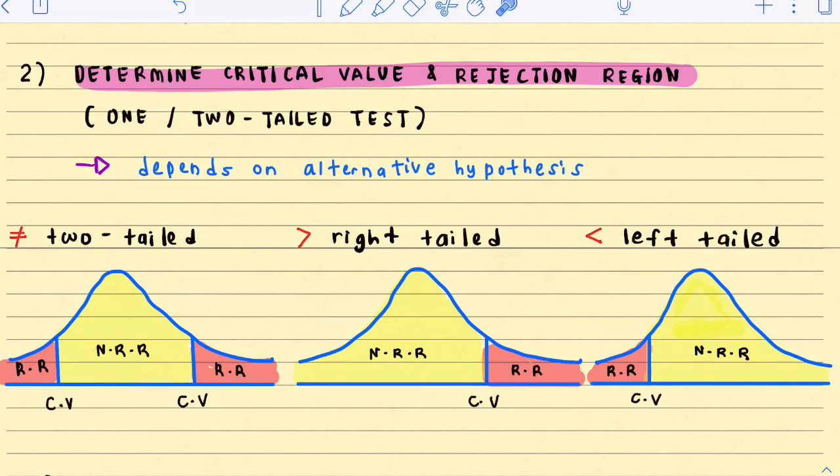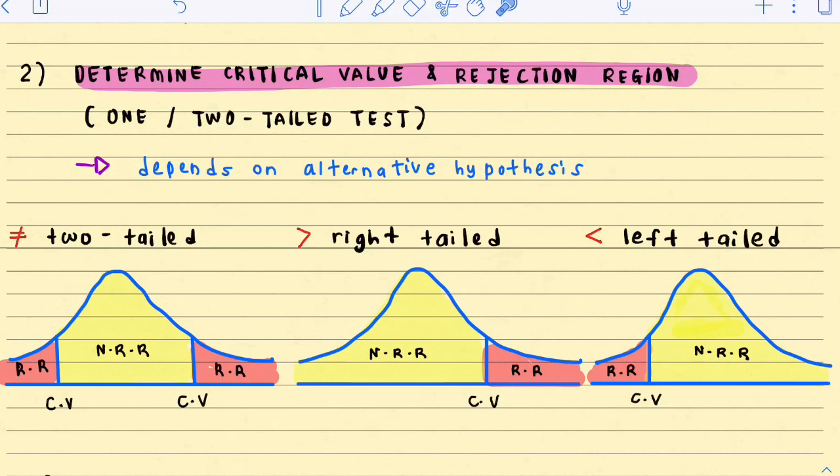And then you have only 1 critical value for the right tail test, still at your right side. And the last one, when you have the left tail test, your rejection region will be at your left side. So you have one cut-off point also. The critical value will be at your left side. So you have the negative critical value.